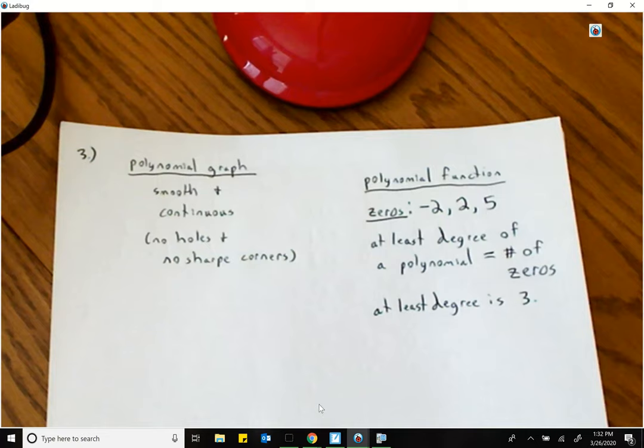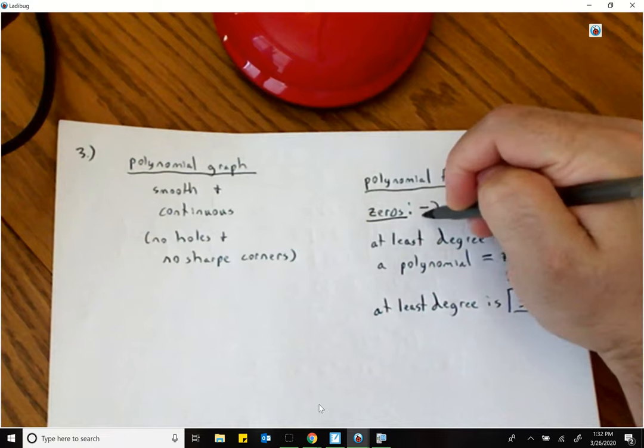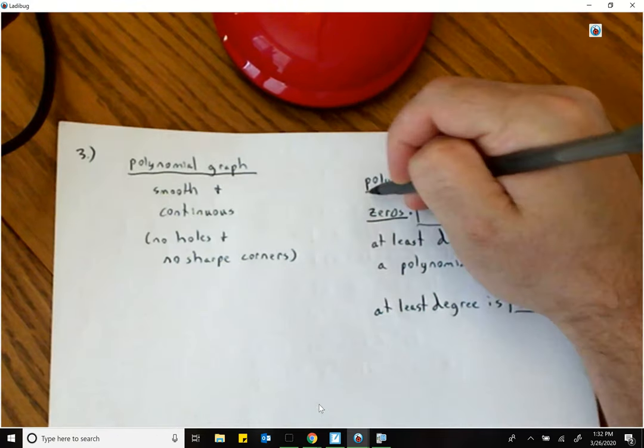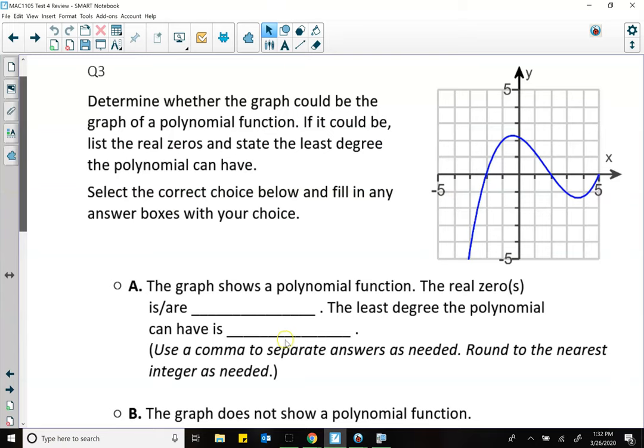That means the highest power that our polynomial could have as the degree is 3 or more. That's what this is saying. Okay? Remember, degree means the highest power. So that means our polynomial could be of degree 3, could be of degree 4, degree 5. We just would need more information. Okay? That's what this means. So now you know what goes into that final blank. The at least degree for that polynomial we have here is 3. Okay?